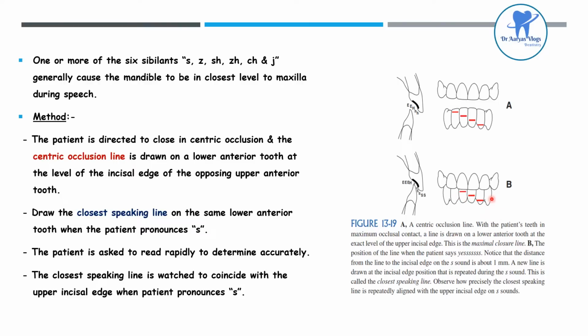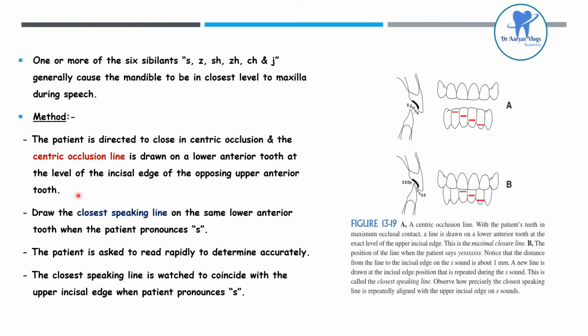It is noted that the distance from the line to the incisal edge during the S sound is about 1 mm. Okay. A new line is drawn at the incisal edge position and that is repeated during the S sound. And this is called the closest speaking line. Observe how precisely the closest speaking line is repeatedly aligned with the upper incisal edge on S sounds. And that is the centric occlusion line, that is the maximal closure line, and the closest speaking line.